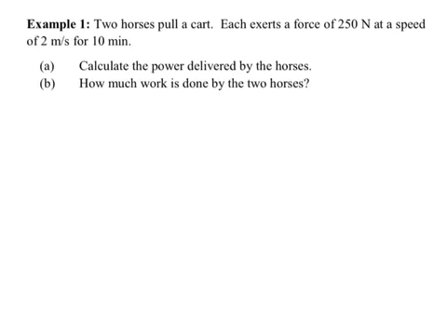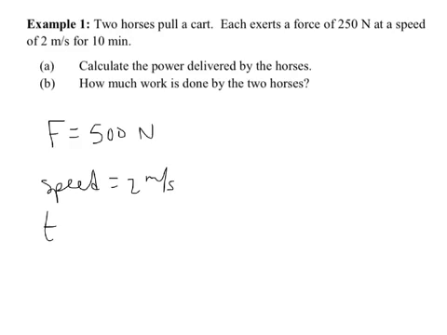So if you and a friend are pulling on a desk together, your forces are combined. It's like they're adding to one another. So our total force in this problem is 500 newtons. The speed given in the problem is 2 meters per second, and the time period is 10 minutes. Now, we can't have it in minutes, it needs to be in seconds, so I'm going to write 600 seconds.